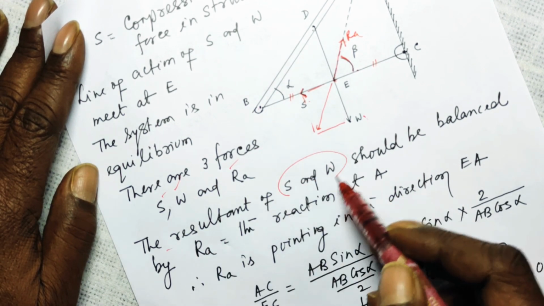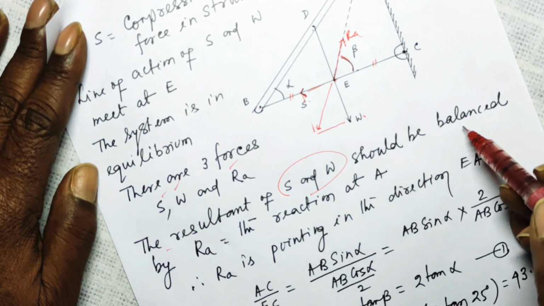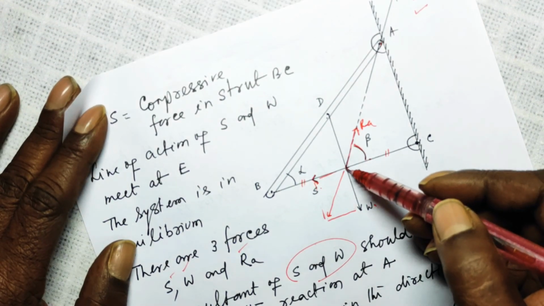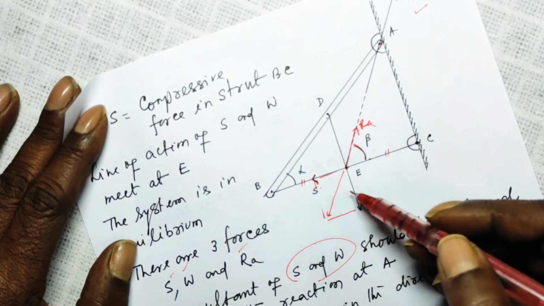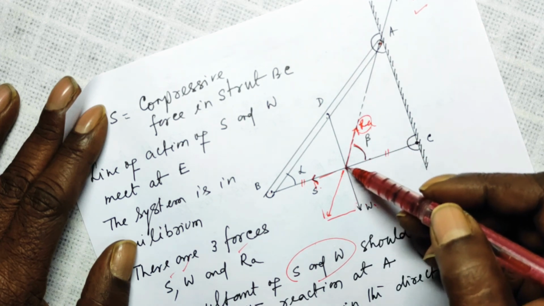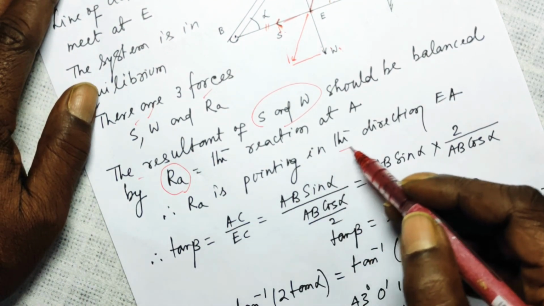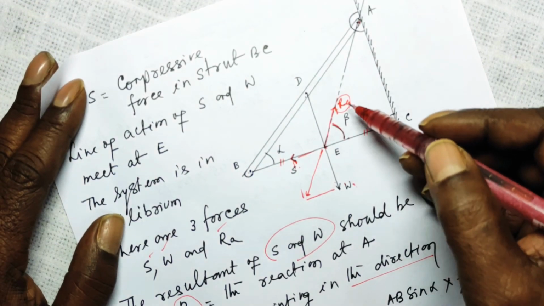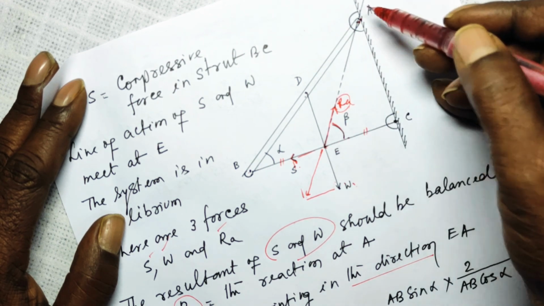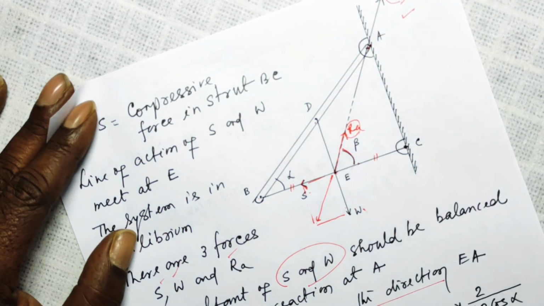The resultant of S and W, which is pointing to this side, should be balanced by RA. Therefore, the conclusion is RA is pointing opposite to the resultant of S and W. The resultant of S and W is to this side, so RA must be pointing exactly opposite to that. So RA is pointing in the direction from E to A. So RA, the reaction force here, is pointing from E to A in this direction.